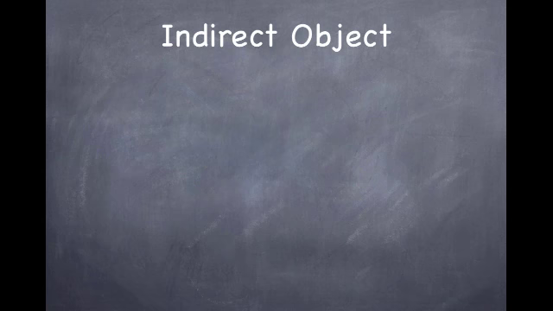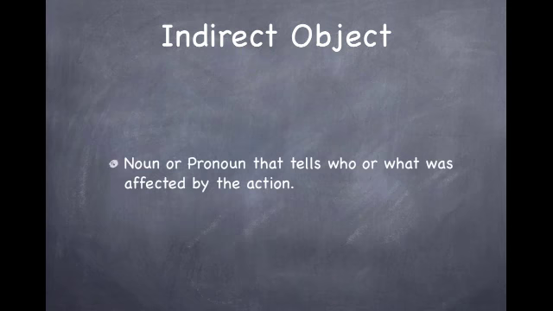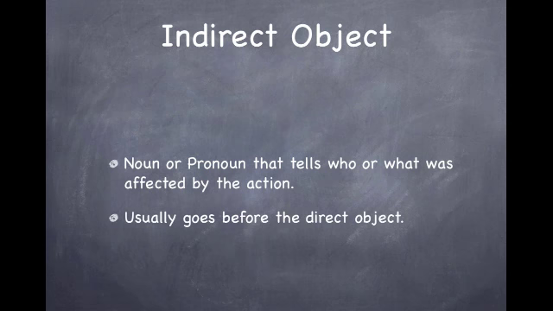So now we're moving on to an indirect object. This is a little bit more difficult, so stick with it. An indirect object is a noun or pronoun that tells who or what was being affected by the action. It usually goes before the direct object. Remember, it is who or what was affected by the action.